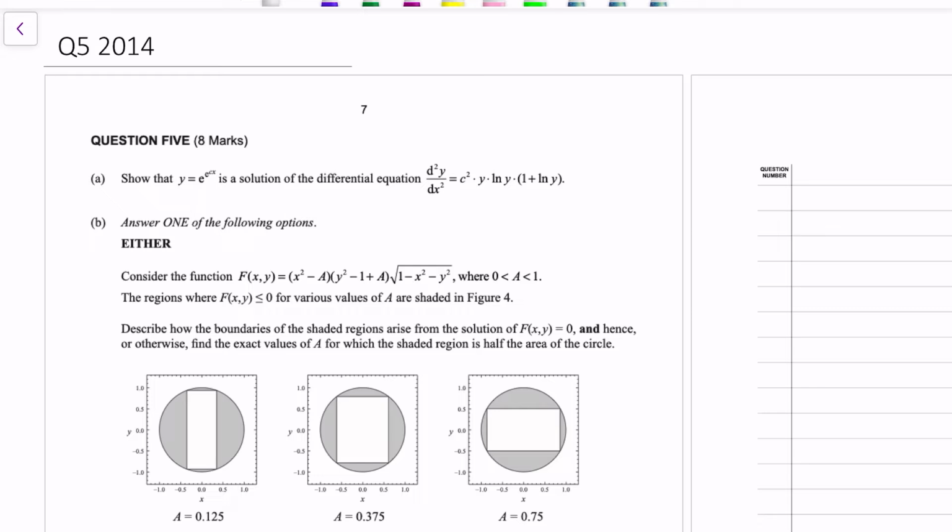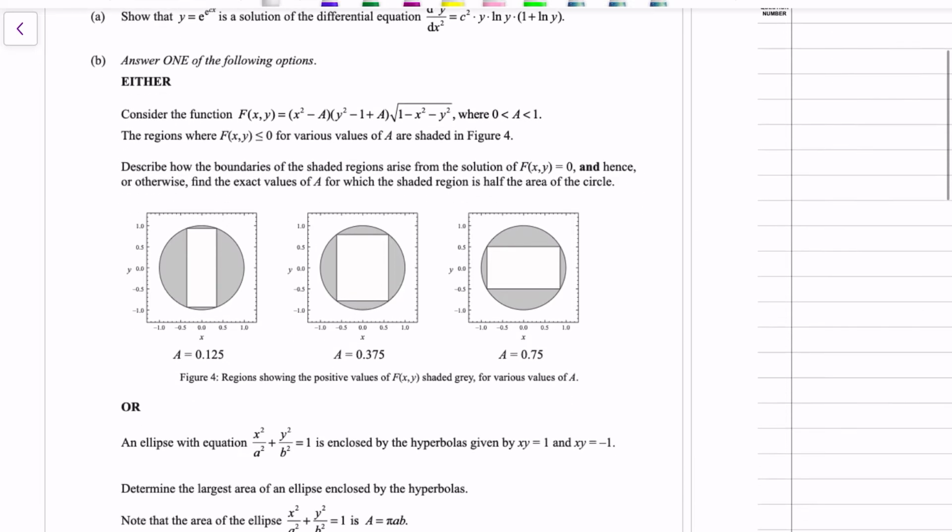Part B has a pretty random function which is a product of three things, and we're given some pictures that relate to the function and we have to answer a question about an area. And then the second option is an ellipse enclosed by two hyperbolas, and we have to find the largest area of an ellipse. So it looks like an optimization problem, but we will use the discriminant.